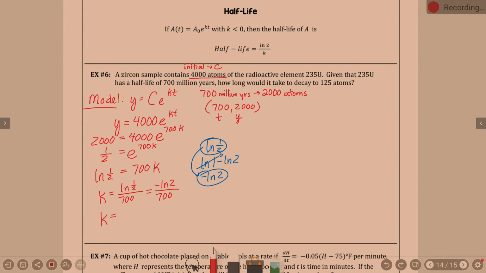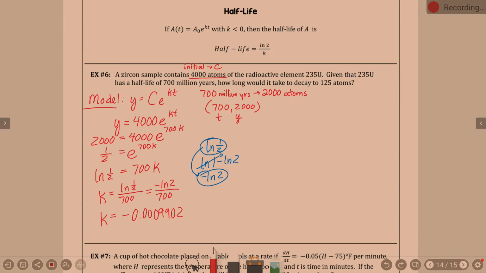I do have a decimal in my notes in case you want it. I have negative 0.0009902. And again, I'm not sure I'm even going to plug that in right now.